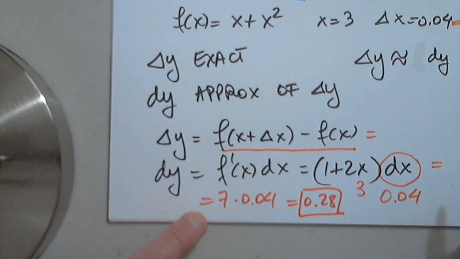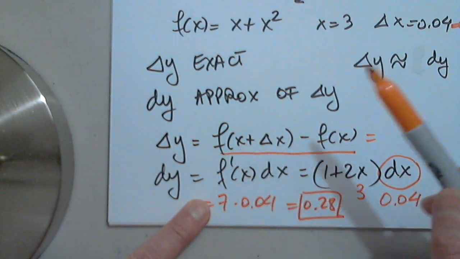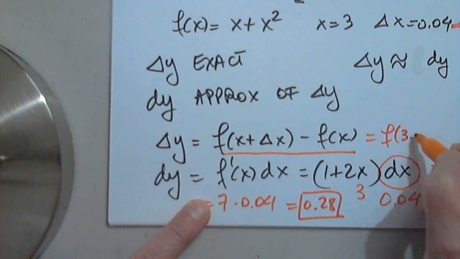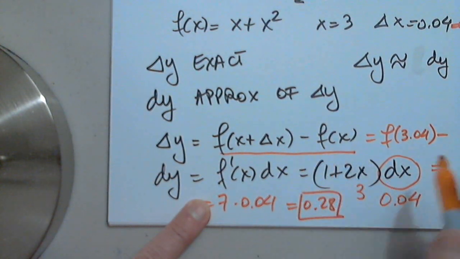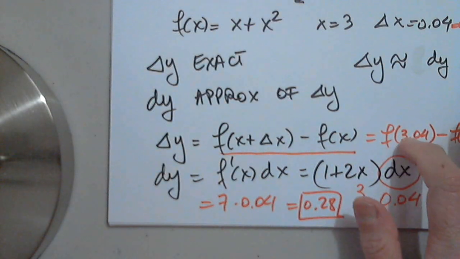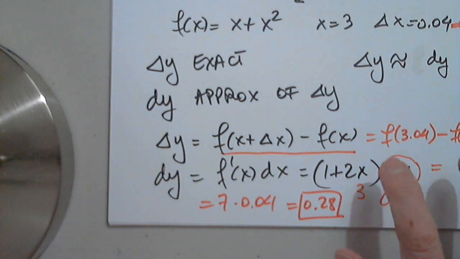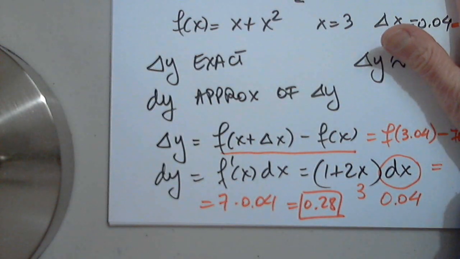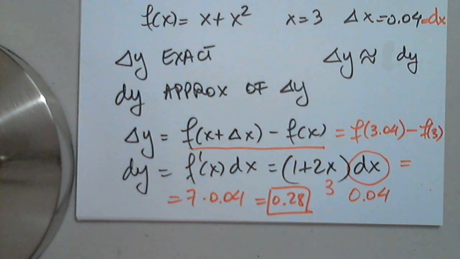Why? Because I have to determine f of delta x plus x, which is f of 3.04, and subtract f of 3. Plug this in the calculator, plug this in the calculator, and subtract them. That's all you need to do. Is this okay? Is that a yes? Is that a no?